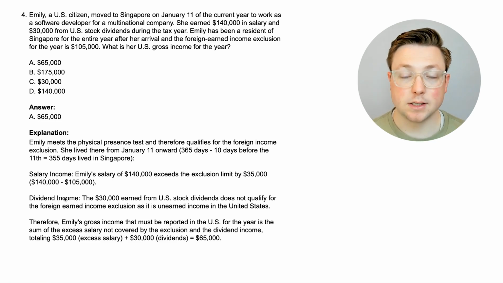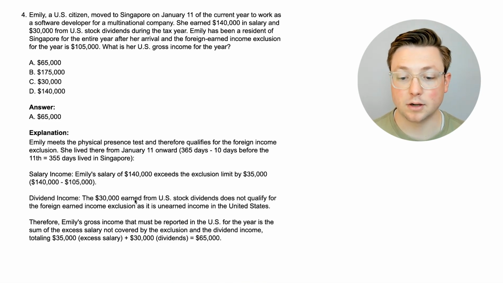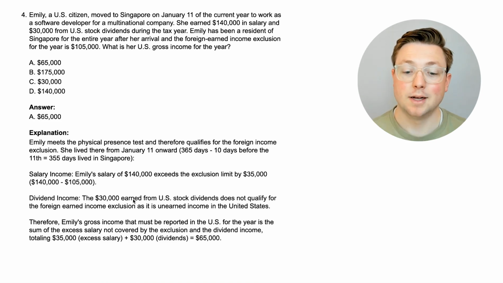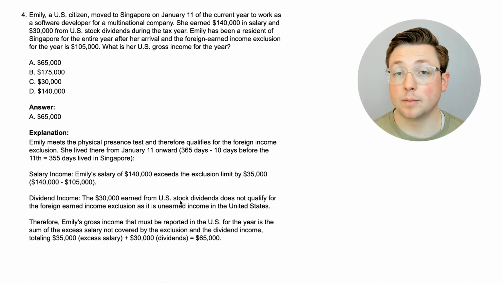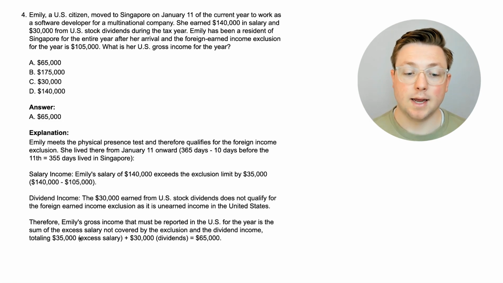And then there's this dividend income. The $30,000 earned from U.S. stock dividends does not qualify for the foreign earned income exclusion as it is unearned income in the United States. Okay, again, this is something you need to pay attention to. Any income that is not foreign earned is not counted in the foreign earned income exclusion. So these dividends that were from the U.S., they are not included in this exclusion. So you take the dividends and the excess salary that was above the exclusion, and that will be included in her U.S. gross income to be taxed this year. Okay, let's go to the next question.